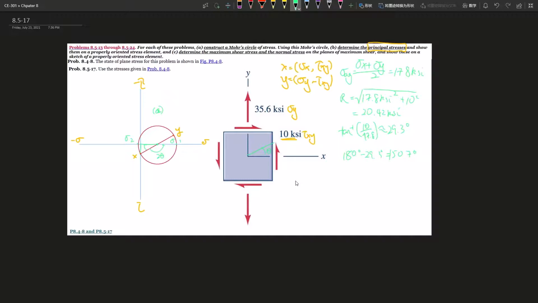Okay, perfect. Now we have to find the right angle over here. Usually we call this angle 2 theta P1, so principal 1, right? We transfer up to P1 here. So we have to divide this by 2 because this corresponds to this theta over here. So theta P1 equals 150.7 divided by 2, which gives you 75.35. Okay, so we will have to rotate this by 75.35.